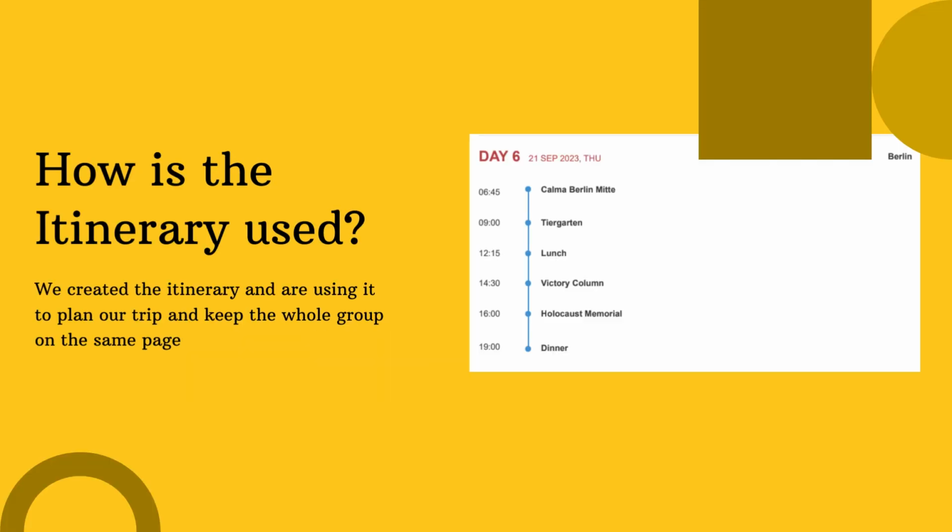How is the itinerary used? We created the itinerary and are using it on our trip to keep the whole group on the same page. As you can see, there is the screenshot of our day 6 itinerary, and we use it to make sure that the entire group knows exactly where we're going to be, what time you're expected to be there and be ready to go there, and really just to make sure our entire group is able to communicate effectively and not have any complications when it comes to the logistics of our travel. Because for a study abroad trip, especially with a relatively big group of people, you want to make sure everyone's on the same page.